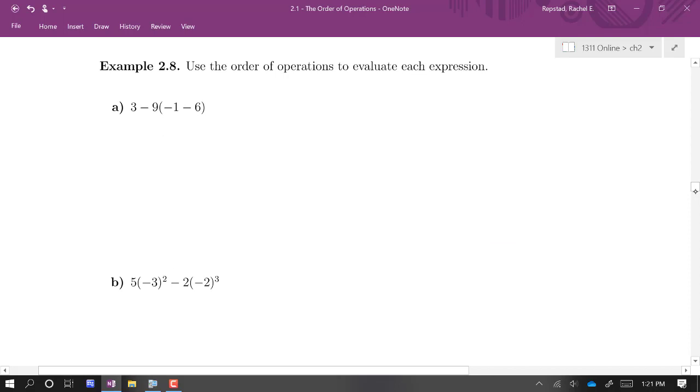Alright, so we're going to do some examples here. Let's evaluate this first expression. First of all, I see some parentheses, so I'm going to do stuff in those parentheses first. And I have a subtraction to do there. And anything that I'm not doing, I'm just bringing straight over. -1 minus 6 is -7.